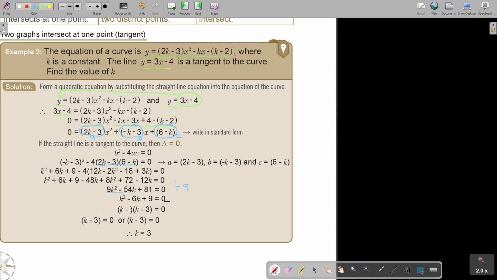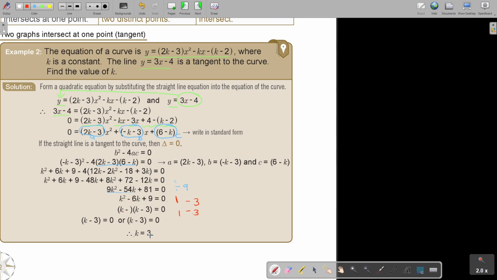Now I factorize: 3 and 3, 1 and 1. Then 3 plus 3 will be 6, and the signs will be the same. At the end, this bracket equals 0, so the value of k is 3. That is the point, and that's what I did.